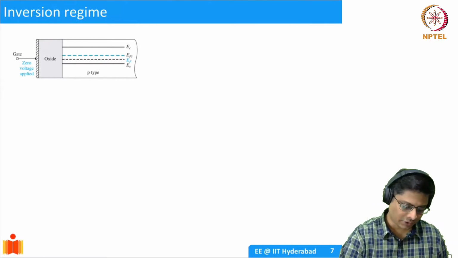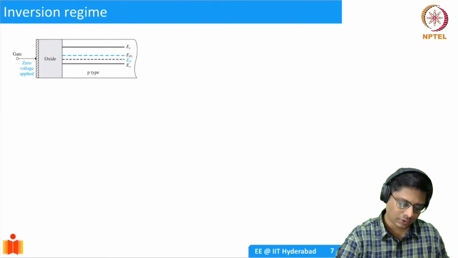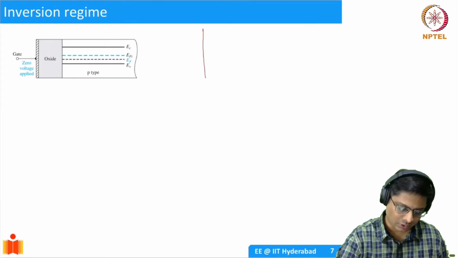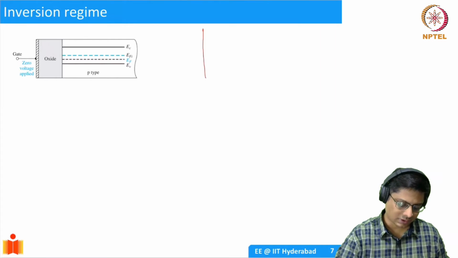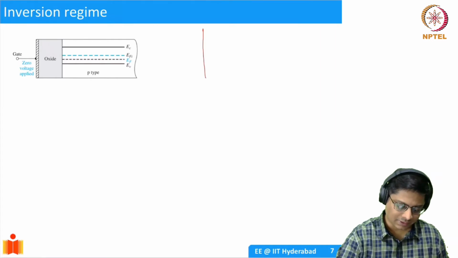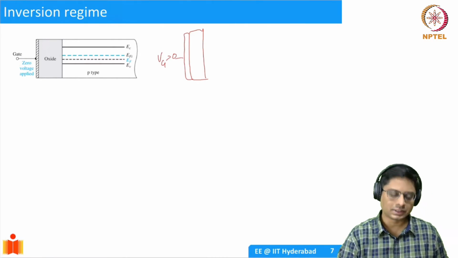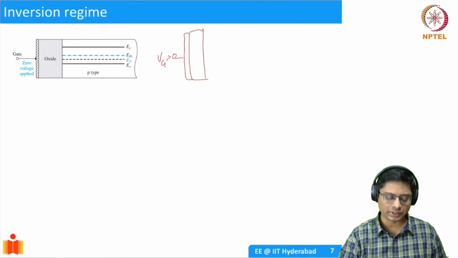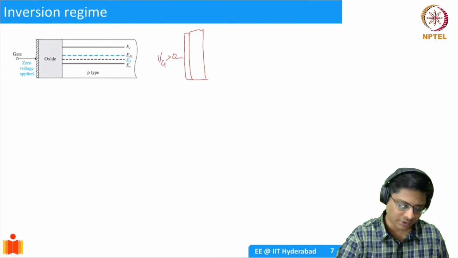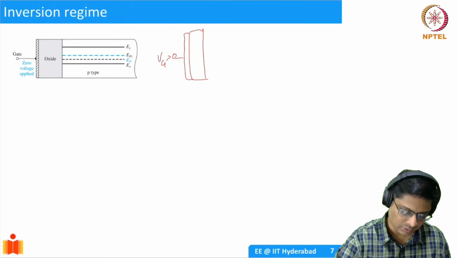And if you apply a positive voltage, I'll not draw the bands in the oxide and gate. Let's say this is VG. There is an oxide and then there is a metal, and then I apply a VG greater than 0. We saw that the positive voltage will repel the holes in a P-type substrate and then cause a depletion region. This is what we saw so far.